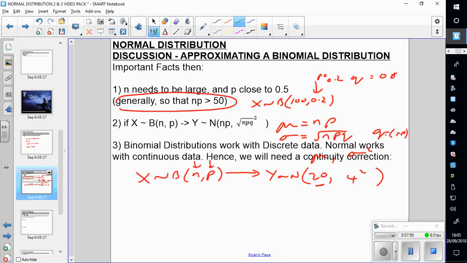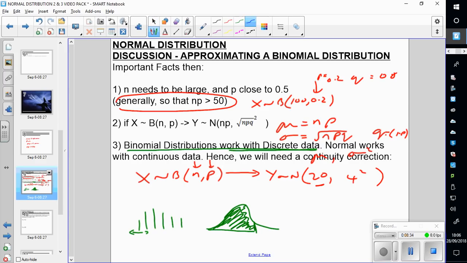But we need to bear this point in mind, and that's why I was talking about gaps between numbers relative to the number of numbers we're talking about. Binomial distributions work with discrete data. Normals work with continuous data, right? So we're going from a lollipop kind of system to a continuous curve. So this gap between numbers needs to be accounted for, because you know that probability in a normal is determined by finding the area beneath the curve, right?